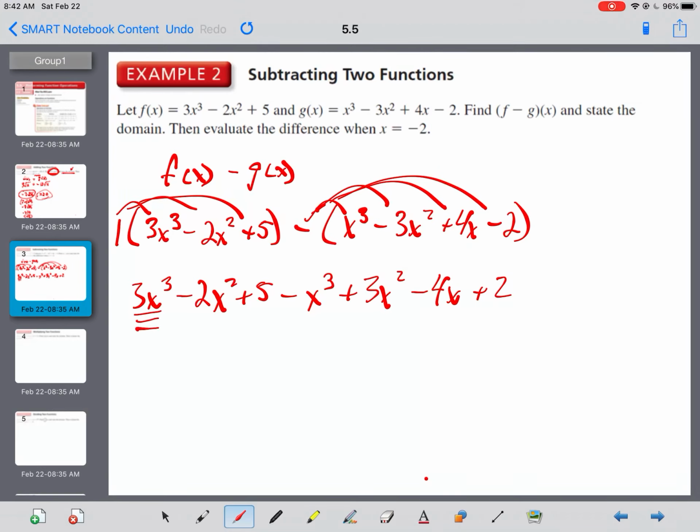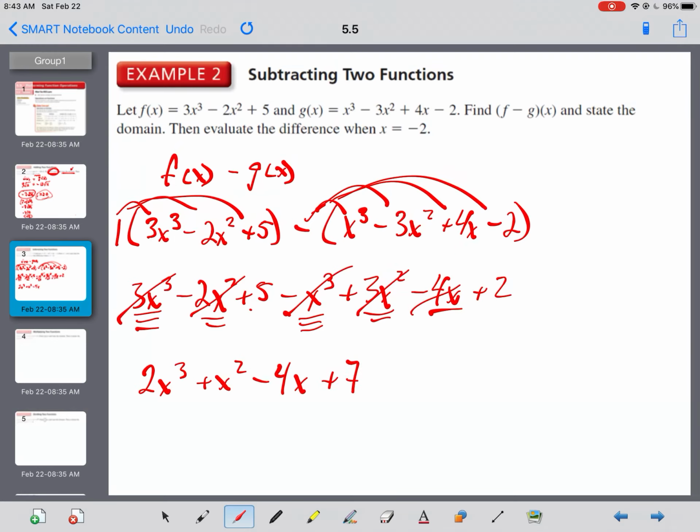Now look for your like terms. There's 3, 2, none, 3, 2, 1. If you want to stack them on rows where all the x to the thirds are in line and the squares are in line and the x's are in line and the constants are in line, do it vertically. That's fine. I'm a horizontal kind. So 3x to the third minus x to the third is 2x to the third. Negative 2x squared and positive 3x squared is just an x squared. Negative 4x is the only one there. And 5 plus 2 is 7.